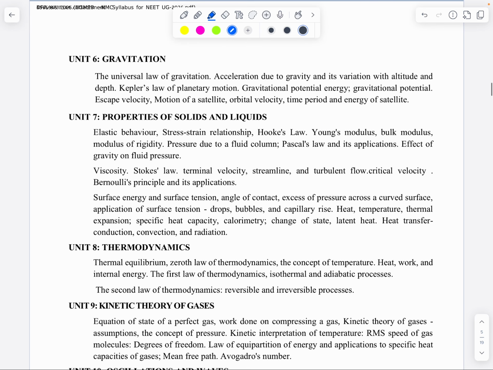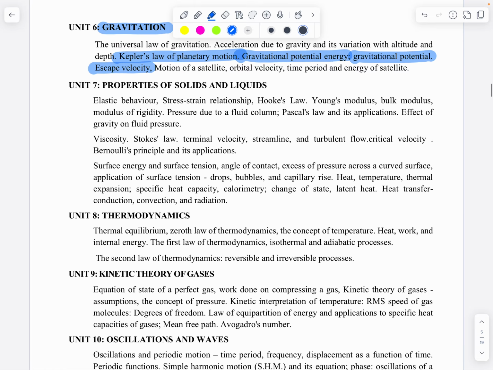The next unit is gravitation. Here the Kepler's laws of planetary motion are important. Gravitational potential energy and gravitational potential are the important topics. Also escape velocity is a very important topic from the exam point of view.